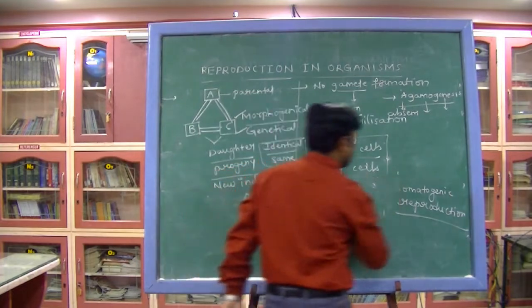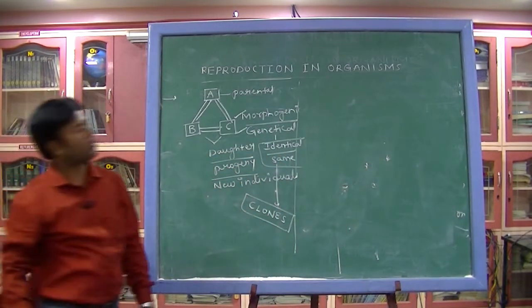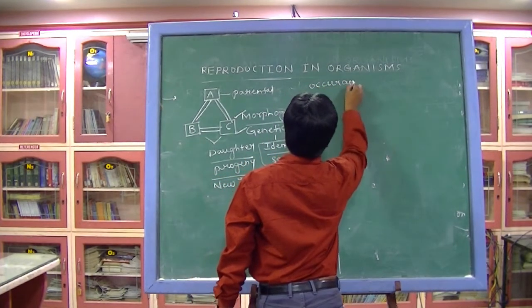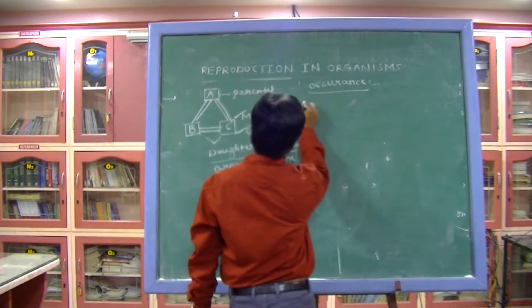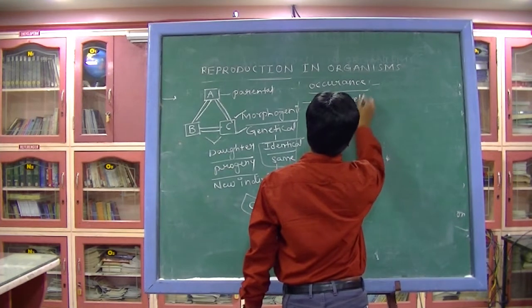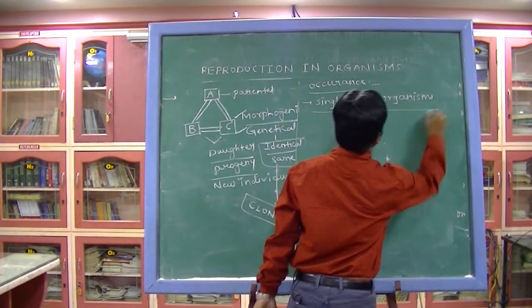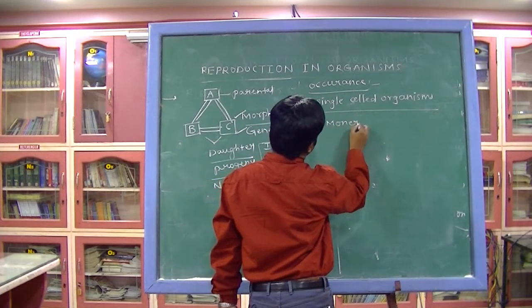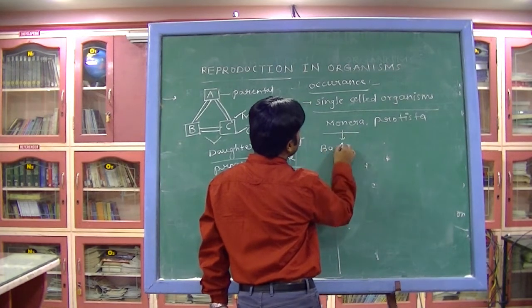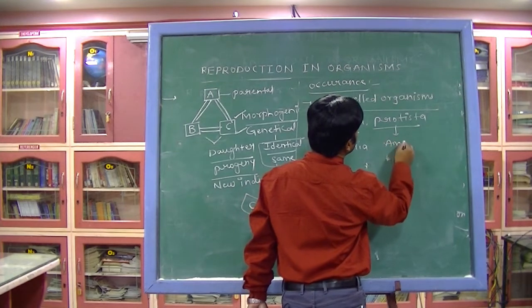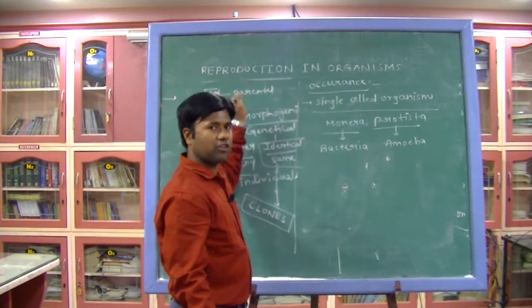Next, occurrence. Occurrence means, where does it take place? Where do you observe asexual reproduction? In single-celled organisms, we are able to see this. In single-celled organisms, what are the examples? For example, Monera and Protista. In Monera, the example is bacteria. In Protista, amoeba, paramecium, euglena, when you observe those, you can see the asexual mode of reproduction.